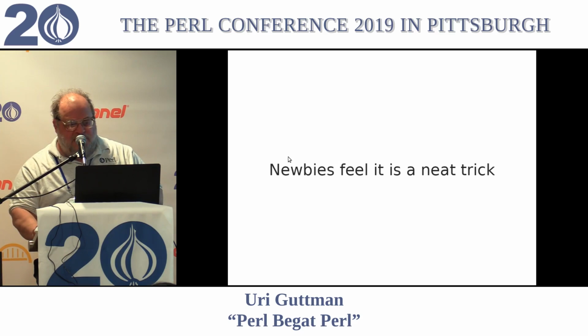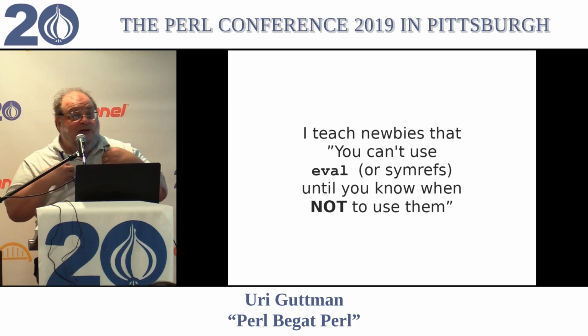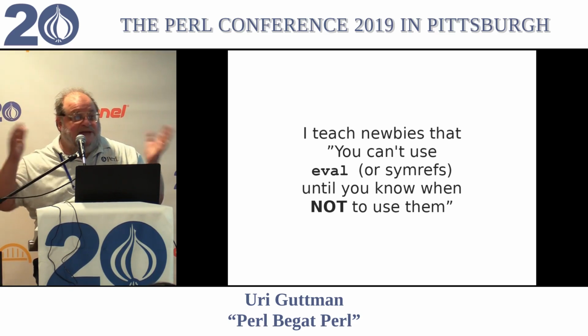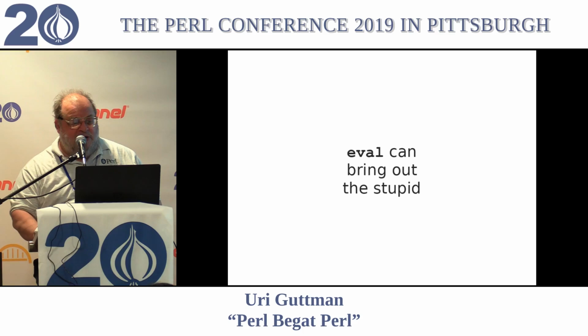Newbies feel it's a neat trick. I teach newbies you can't use eval or symrefs until you know when not to use them. The first thing they think of when they learn eval is they start using it. And symrefs, it's crazy. Neither one is usually needed, especially at newbie level code. So eval can bring out the stupid.